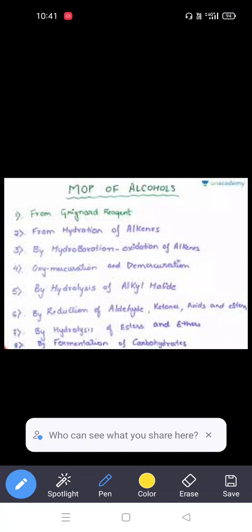So from hydration of alcohols, it is also completed, and by hydroboration, oxidation of alkane. So alcohols preparation, we are at alcohols preparation. So from Grignard reagent, it is also completed, and from hydration of alkenes, by hydroboration, oxidation of alkenes, and this one, oxymercuration and demercuration.